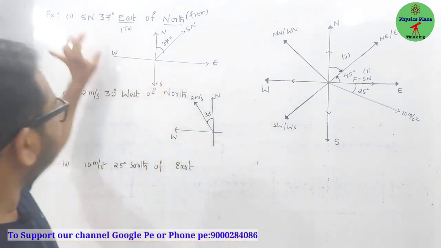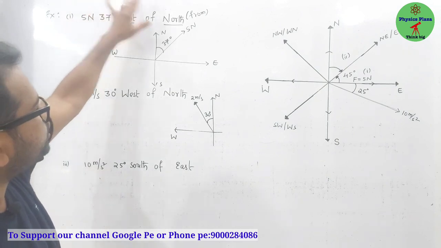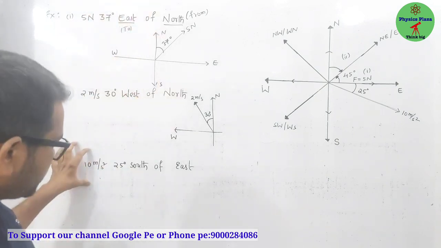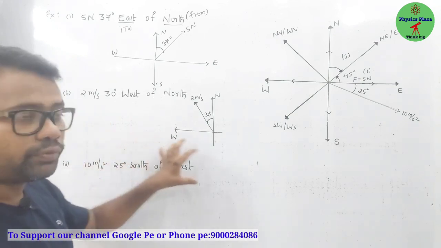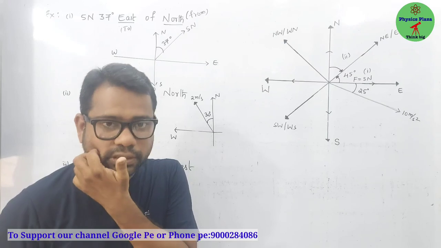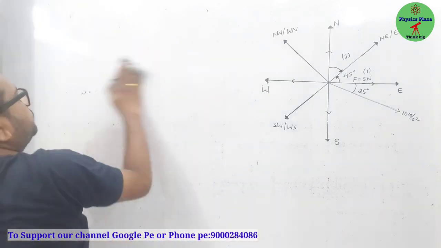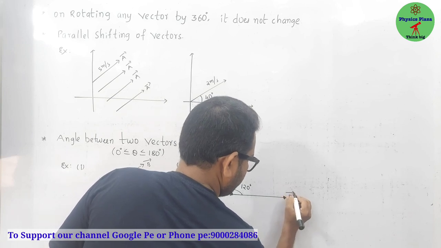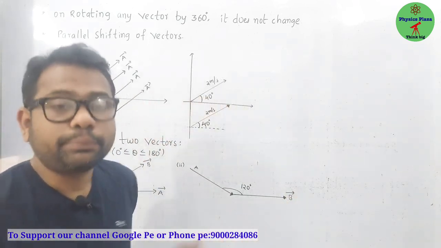Is that clear? So this is 5 newtons, 37 degrees east of north, 2 meter per second, 30 degrees west of north, and 10 meter per second square, 25 degrees south of east. Just copy this. We will see 3 more important points regarding vectors. Yes, this is vector B. Children, these 3 points are very important.